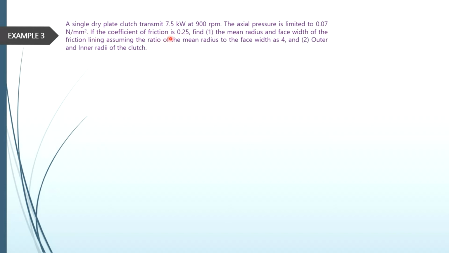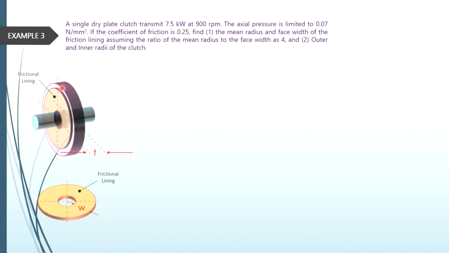Now the coefficient of friction is 0.25, mu, the symbol that we use is mu, so it's 0.25. Find, first part, the mean radius and face width of the friction lining, assuming the ratio of the mean radius to the face width is 4. Then part 2, they ask us to find the outer and the inner radius of the clutch.